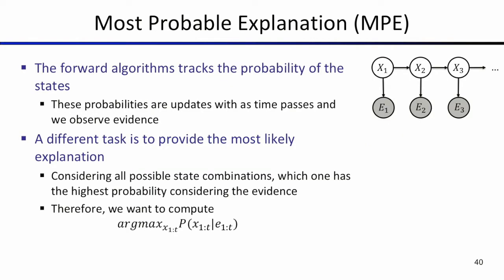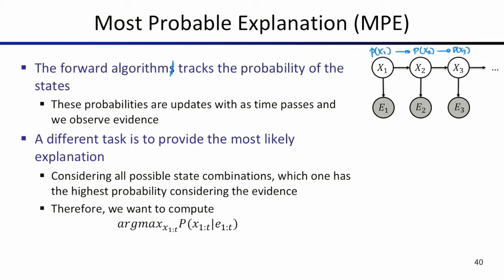Okay, so far we have used the forward algorithm, so there is no smoothing here, to track the probability of the states over time. What we have done is to compute the probability of x1, and as time passes and we observe new evidence, the probability of x2, and again time passes and we observe some emission, the probability of x3, and so on.